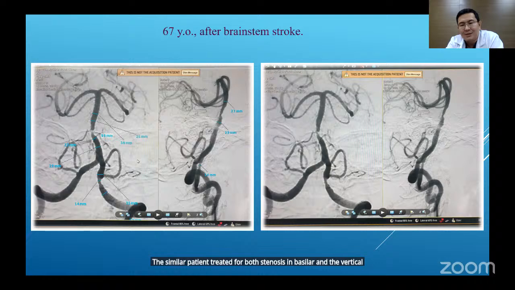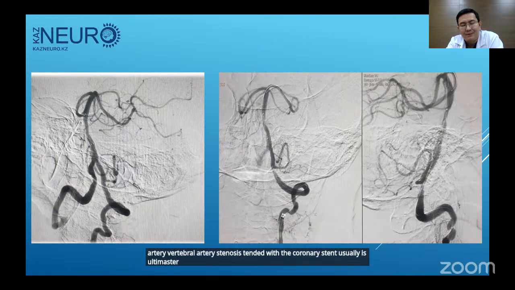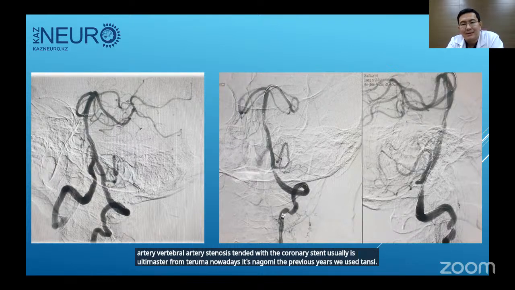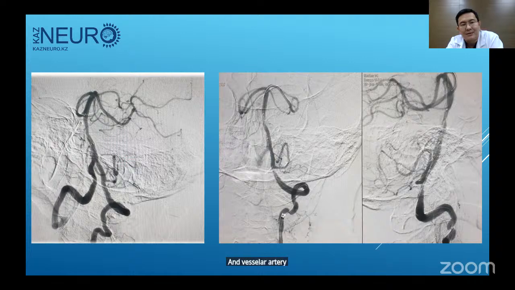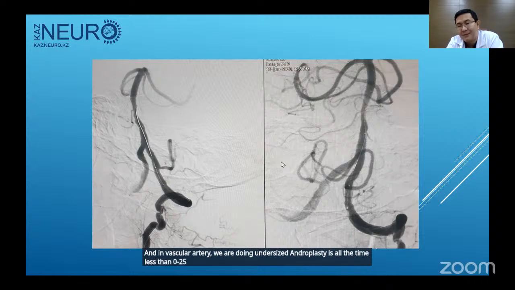Vertebral artery stenosis was stented with a coronary stent. Usually it's Ultimaster from Terumo. Nowadays it's Nagomi. In previous years we used Tansei, and in the basilar artery it's the Credo Heel stent. This is a treatment result. And in the basilar artery, we are doing undersized angioplasty.